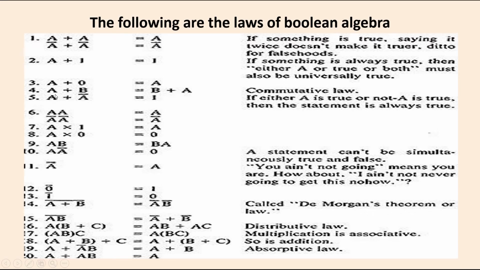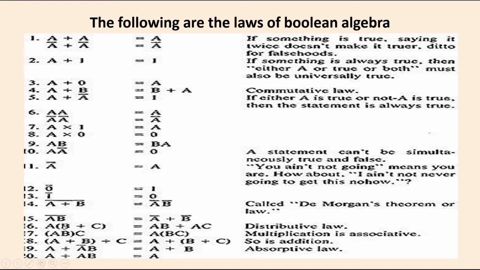Okay, so A plus A bar. Next, A into A is equal to A, A bar into A bar is equal to A bar, A and 1 is equal to A, and A and 0 is equal to 0. AB is equal to BA, the commutative law. A into A bar is equal to 0, and A double bar is equal to A. 0 bar is equal to 1 and 1 bar is equal to 0. A plus B whole bar is equal to A bar into B bar. It is also called De Morgan's theorem or law. A into B whole bar is equal to A bar plus B bar.